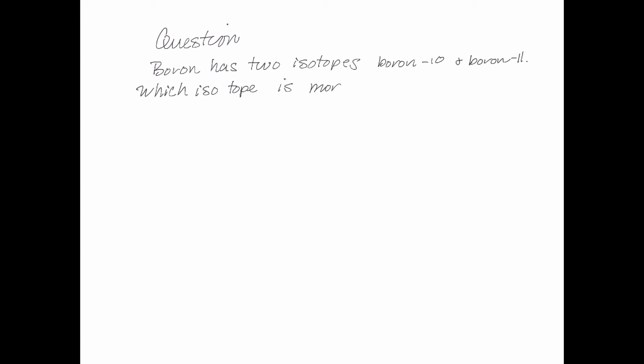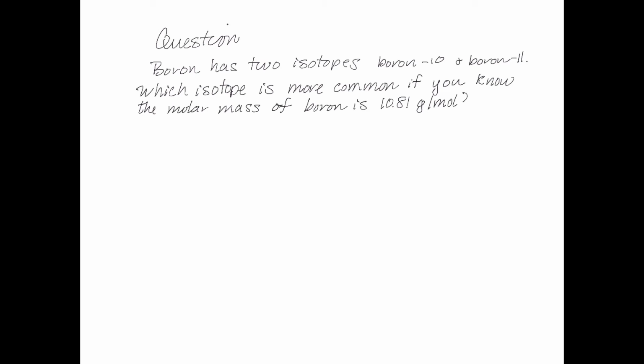All right, so now we're going to do a question. Boron has 2 isotopes, boron 10 and boron 11. Which isotope is more common? If you know the molar mass of boron is 10.81 grams per mole, you can pause it and answer. And of course, the answer is going to be circled in the end, and it's boron 11.